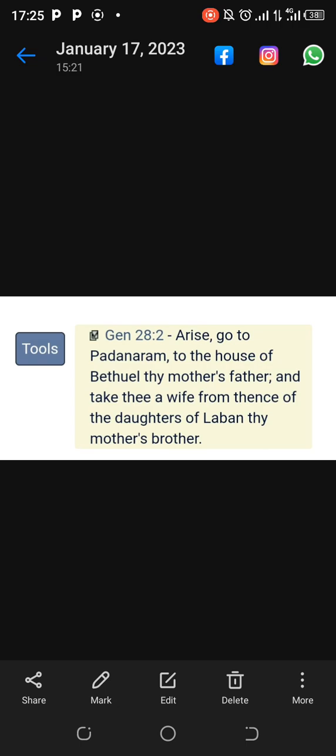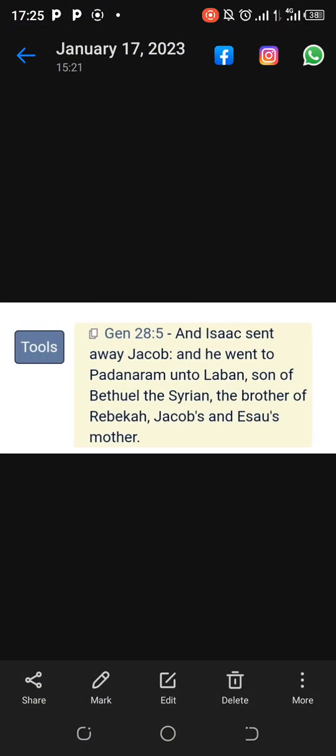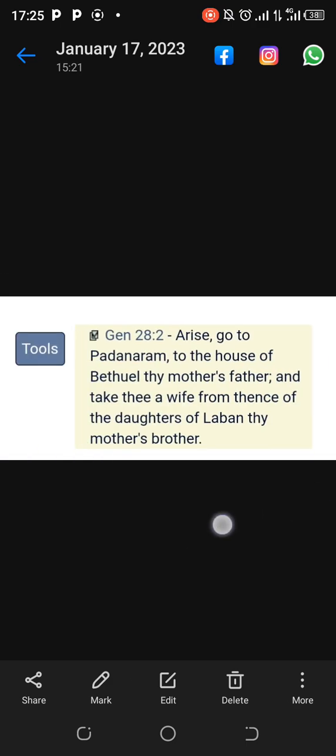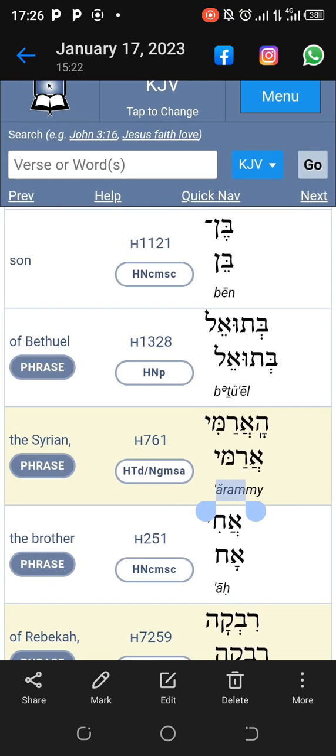Okay, all right. Let's look at this. So let's read this. Alright, and Isaac sent away Jacob, and he went to Padan Aram, Cameroon, Nigeria, unto Laban, son of Bethuel, the Aram, the brother of Rebekah, Jacob and Esau's mother. Right? So this is where they change Assyria to Aram.